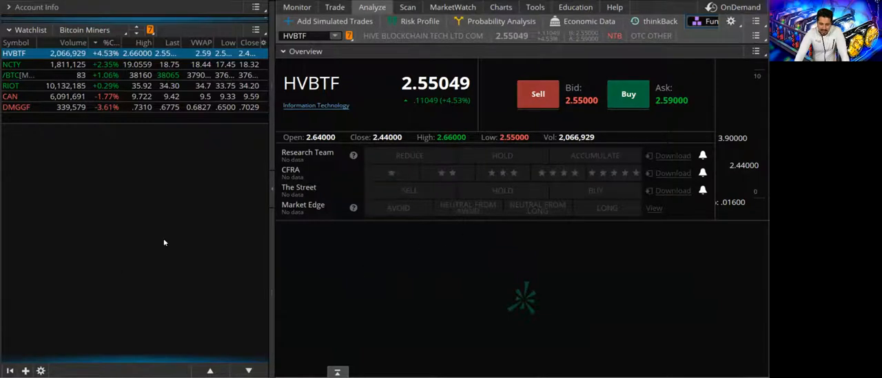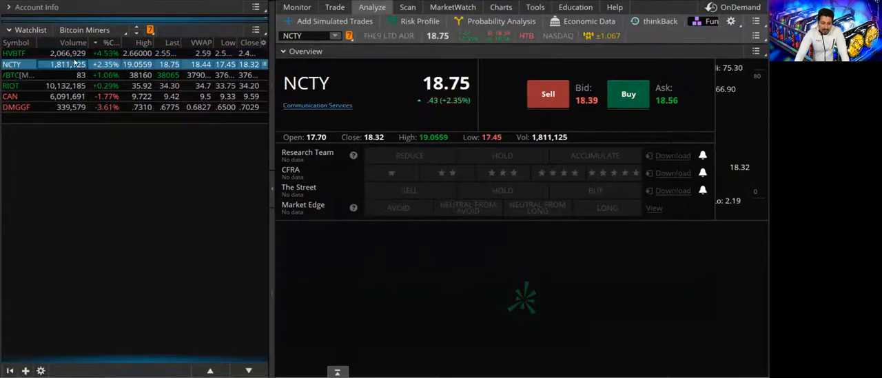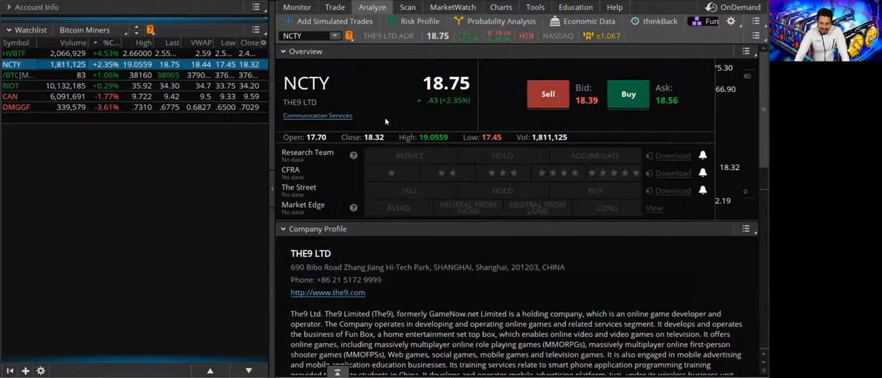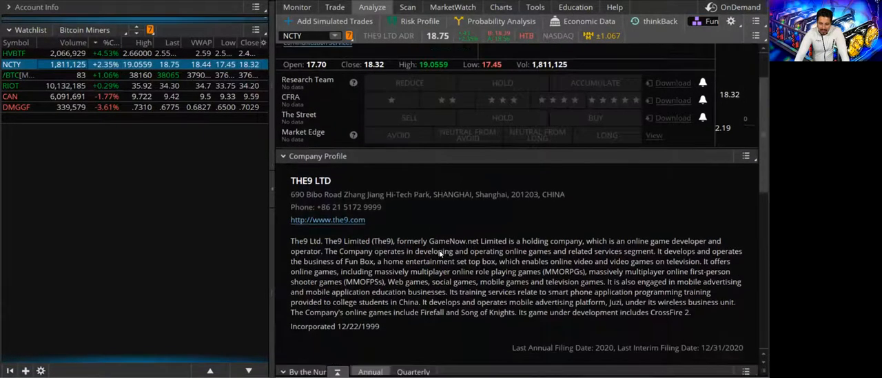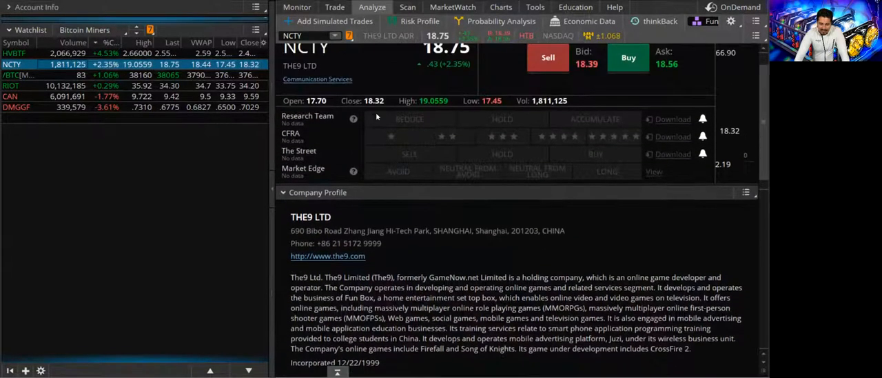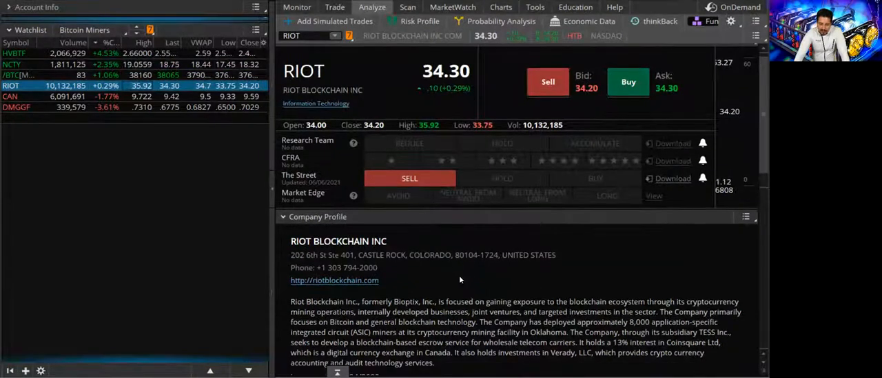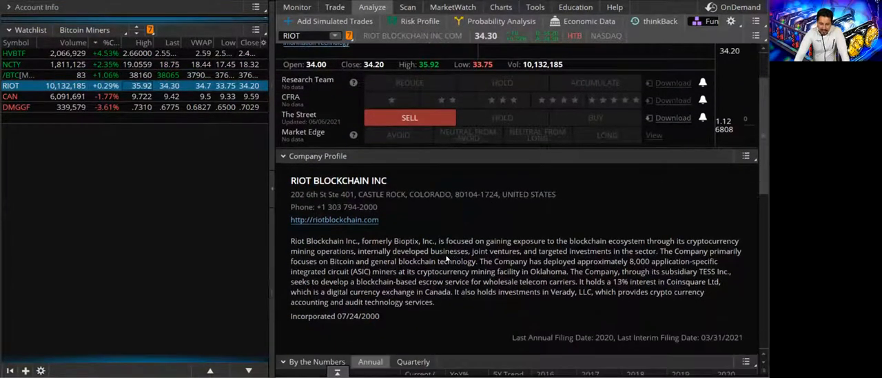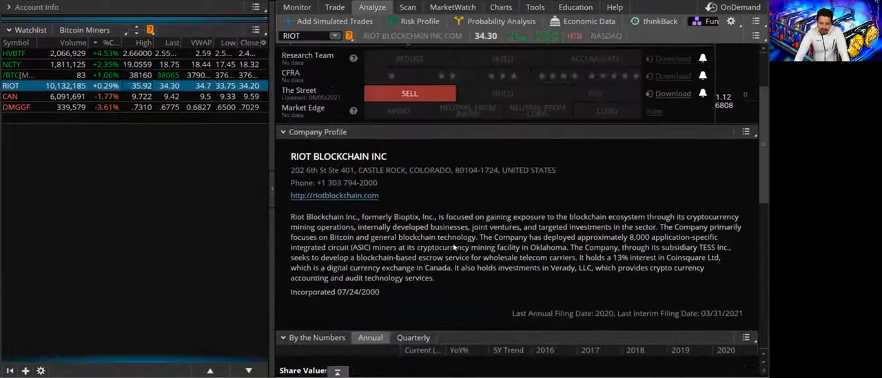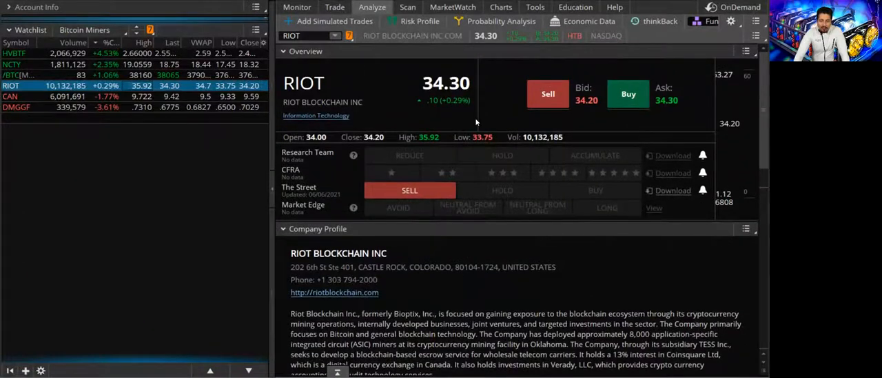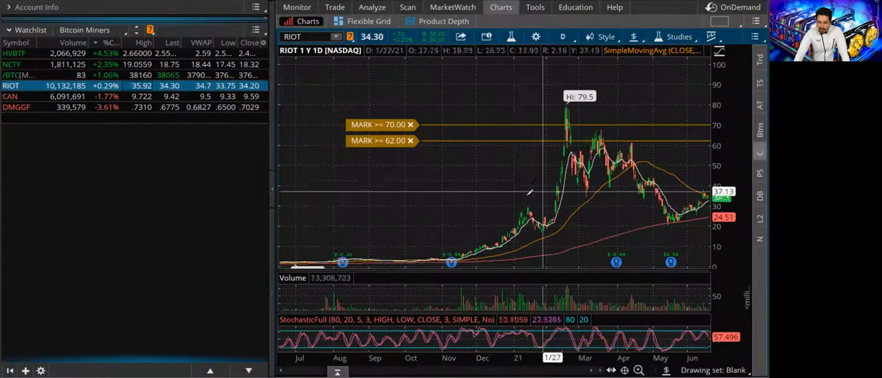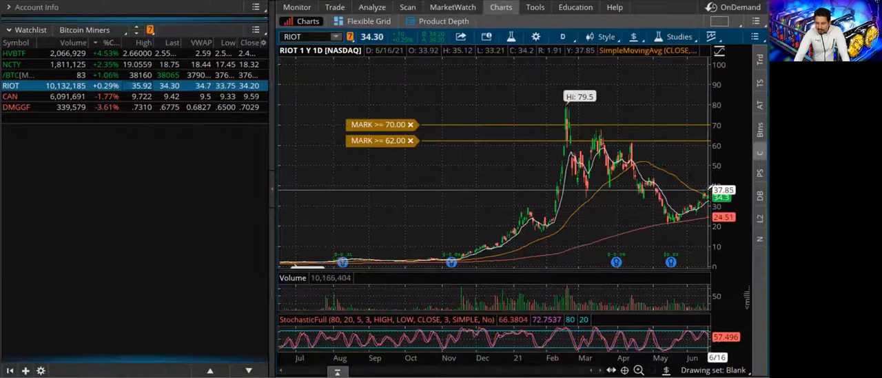The price per share is $2.50 per share. Another one is NCTY. This company is based in Shanghai, China. Again, the price per share is $18.75. Riot is a very famous one. This is based in Colorado in the United States. So if you want to invest in companies in the US, Riot Blockchain is actually one that you want to look into. And this is the price right now, $34.30 per share.